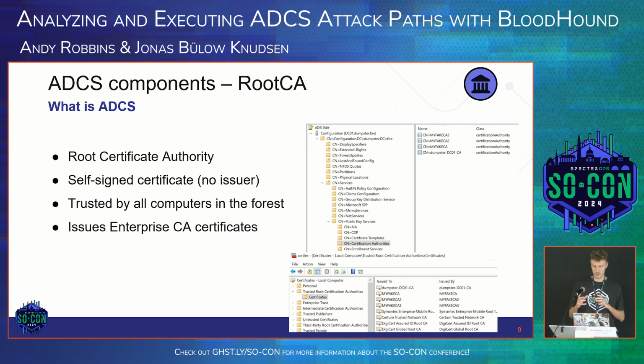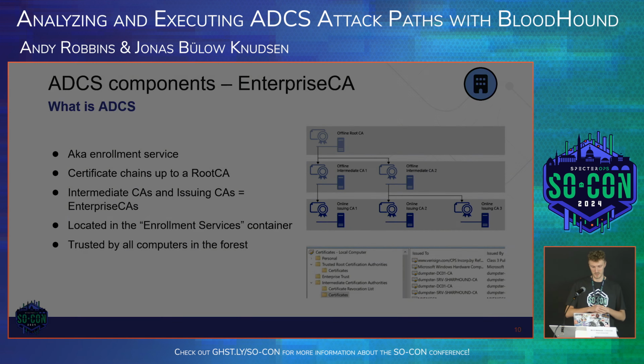These 4 objects here have a property that holds the certificate of the root CA, and that gets replicated down to the trusted root store on all the domain joined devices in the forest. So that means that every host in the AD environment trusts these root CAs as root CAs. The main purpose of having root CAs is to issue certificates for enterprise CAs, which is the next object that we're going to cover.